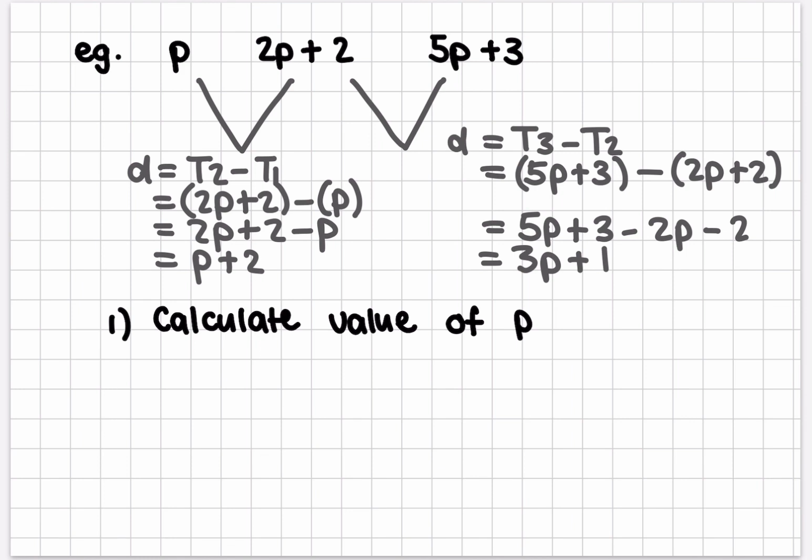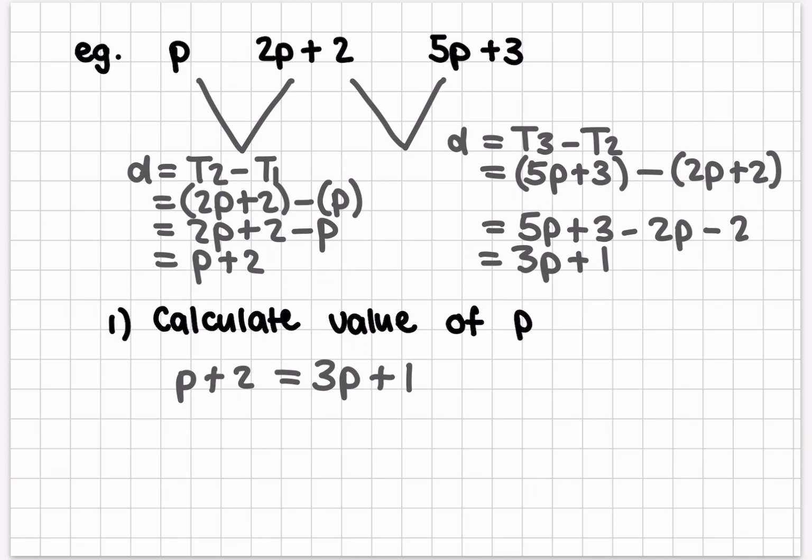Now, because it's an arithmetic sequence, we know that this constant difference and this constant difference have to be the same. Because in an arithmetic sequence, it stays the same. It doesn't change. It's always the same. So if you looked at our other examples, it was always 2, 2, 2, or -4, -4, -4. So in the first question, it says calculate the value of p. We can immediately make this equal to this. We're going to say p plus 2 is equal to 3p plus 1. And then we're going to solve for p.